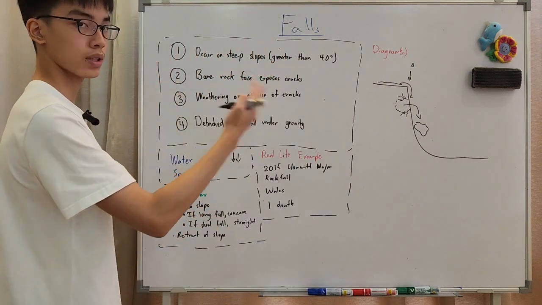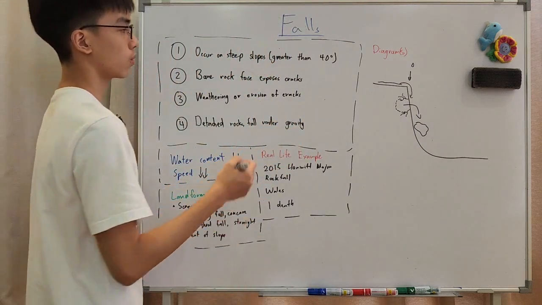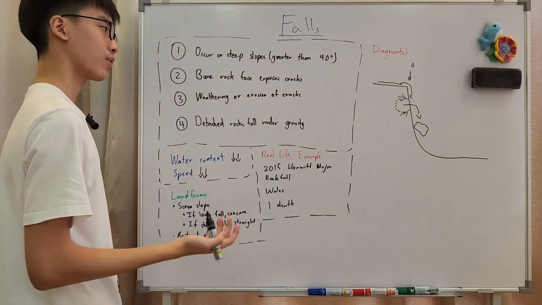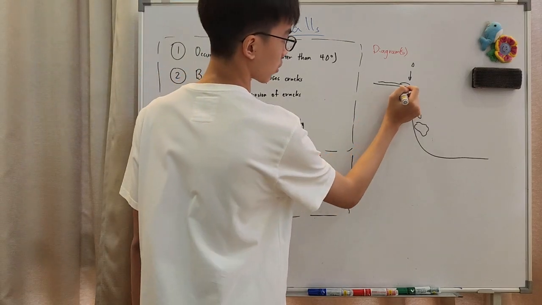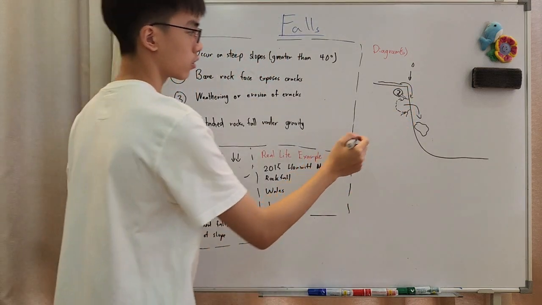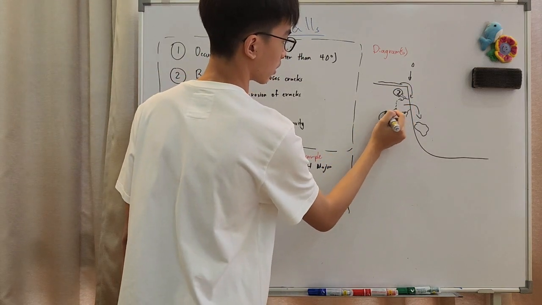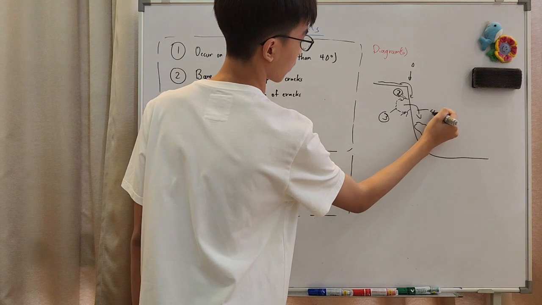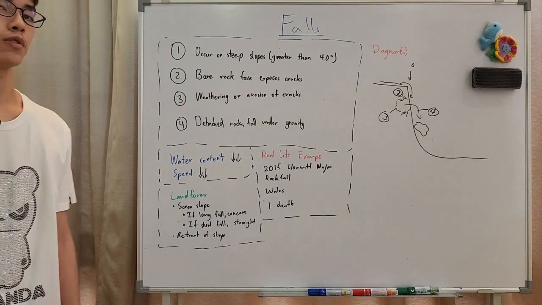So this is the process. You can put the numbers on as well. So the steep slope, you don't have to put a number on it, but maybe you want to show the cracks. So this is number 2. There's weathering, you can draw this as number 3. And this fall as the detached block under influence of gravity.